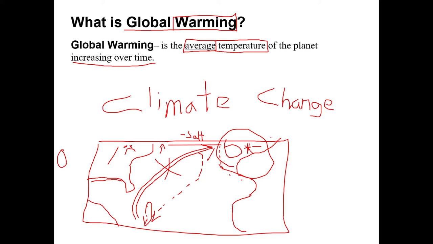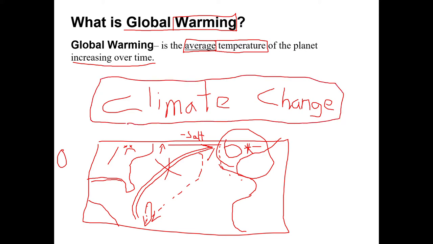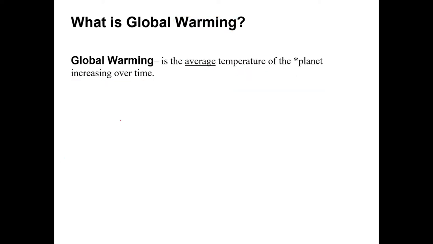It's very fascinating. But anyway, all that aside, global warming is just talking about, on average, the planet getting warmer. We just tend to talk about climate change now because we realize there's going to be a lot of changes, and some places may actually get cooler, and some places are getting cooler. Anyway. And the asterisk is basically for what I just talked about.